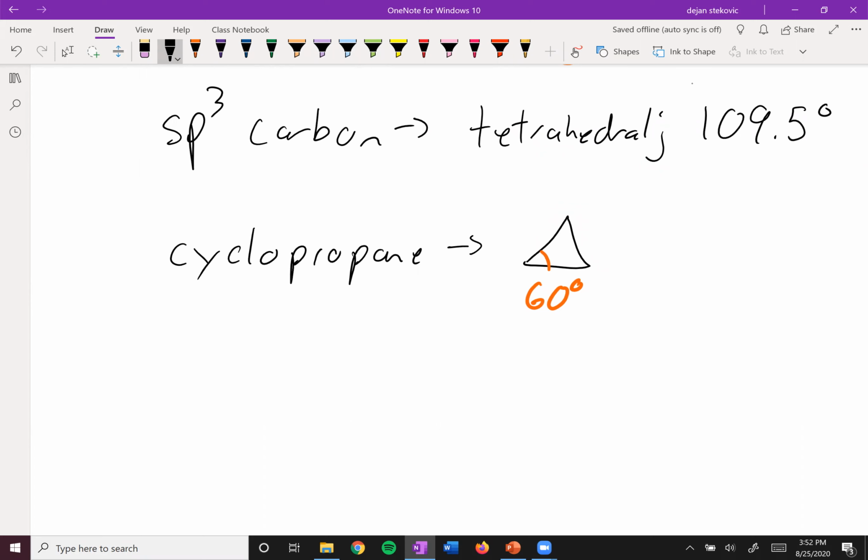That's quite far away from 109.5 degrees. So by putting it in this cycloalkane, we are forcing the bond angle to be different than what it optimally is. And this is called ring strain. So ring strain is basically forcing bond angles to be different than what they should be.